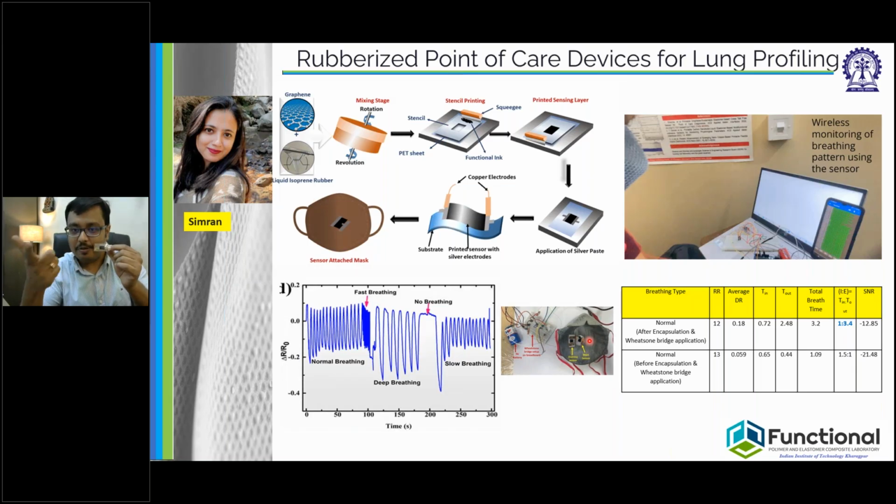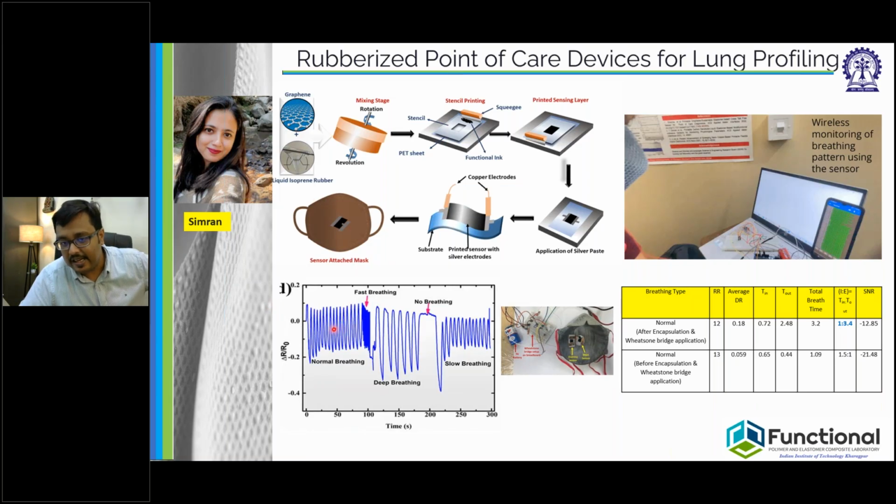If you can do that, you can connect it very well with the breathing pattern. For instance, in a normal human being, the breathing rate is around 16 to 20. We picked up this particular mask and used it, and what we see here is that if you do the peak counting, for normal breathing you get around 18 peaks in 60 seconds.